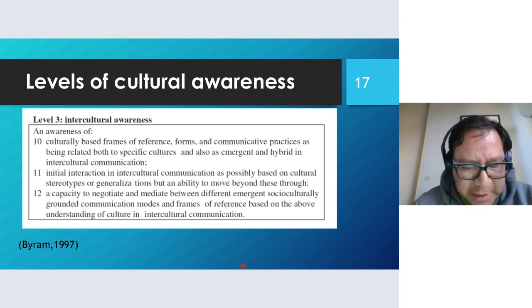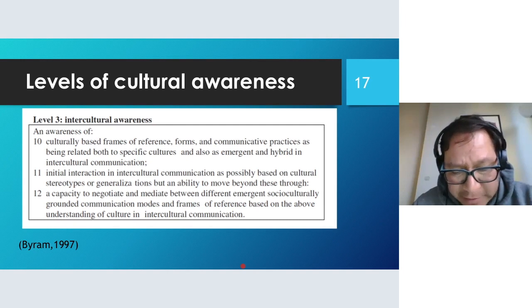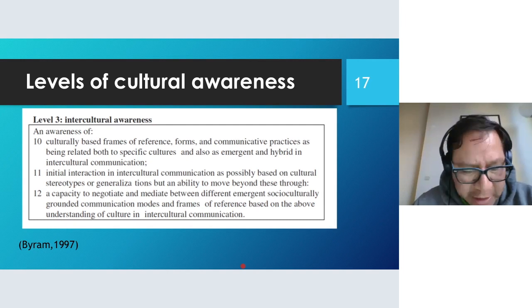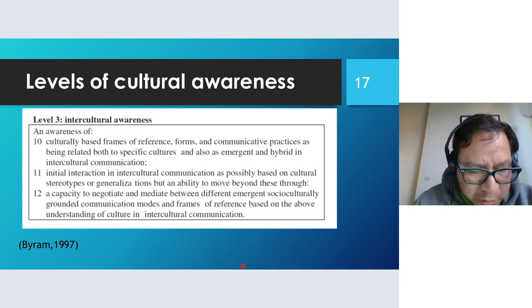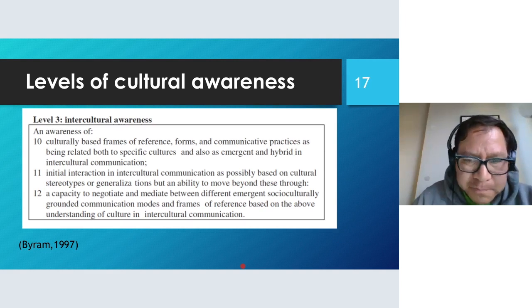Byram states that the success of these levels of interaction implies not only an effective interchange of information, as was the goal of communicative language teaching, but also the student's capacity to decenter and understand the other's points of view.